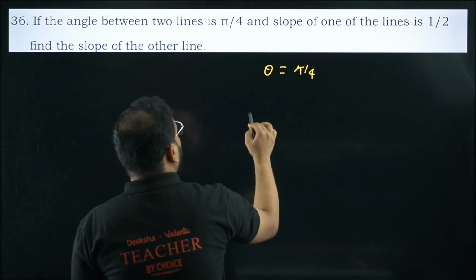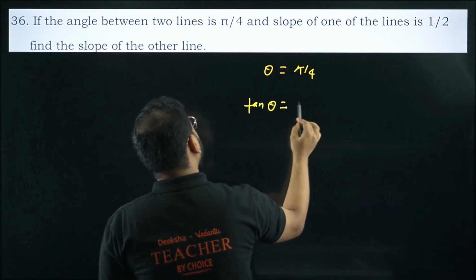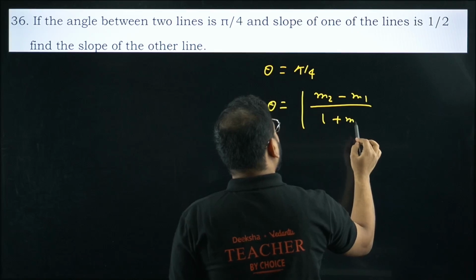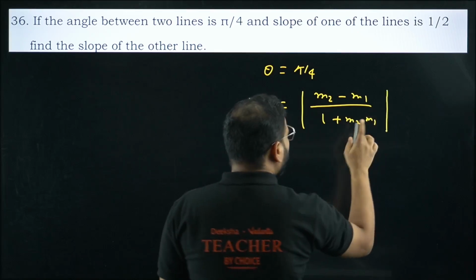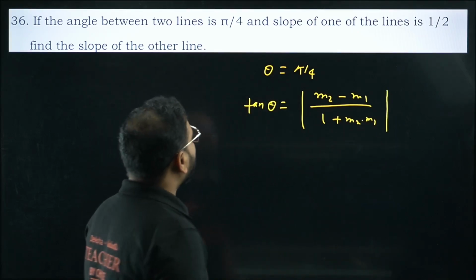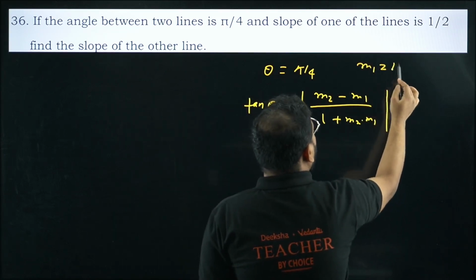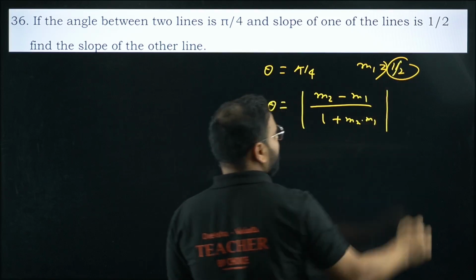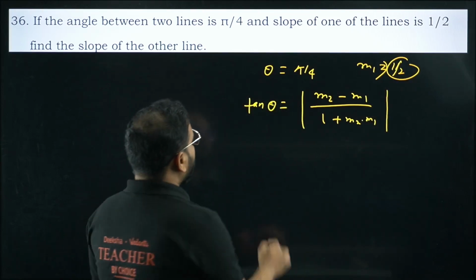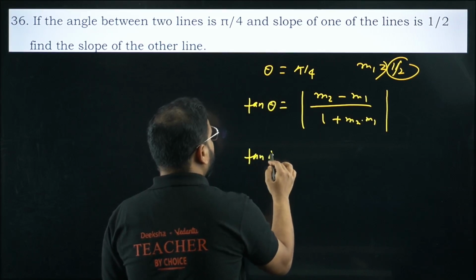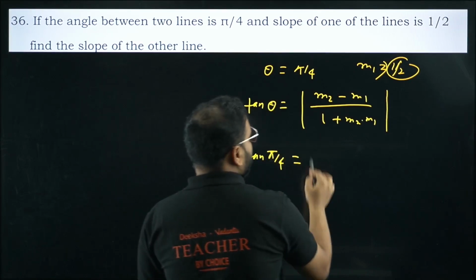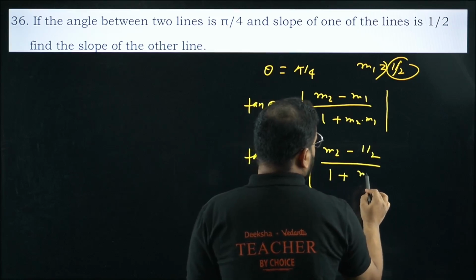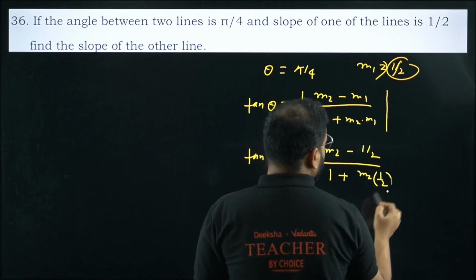The formula for the angle between two lines is tan theta equals m2 minus m1 upon 1 plus m2 into m1. That's the formula, right? Okay, so what we have given here is m1 as 1 by 2, not 11, it's 1 by 2. So let's substitute the value. Tan pi by 4 is nothing but 1, but we'll see that later. m2 minus 1 by 2 divided by 1 plus m2 into 1 by 2.